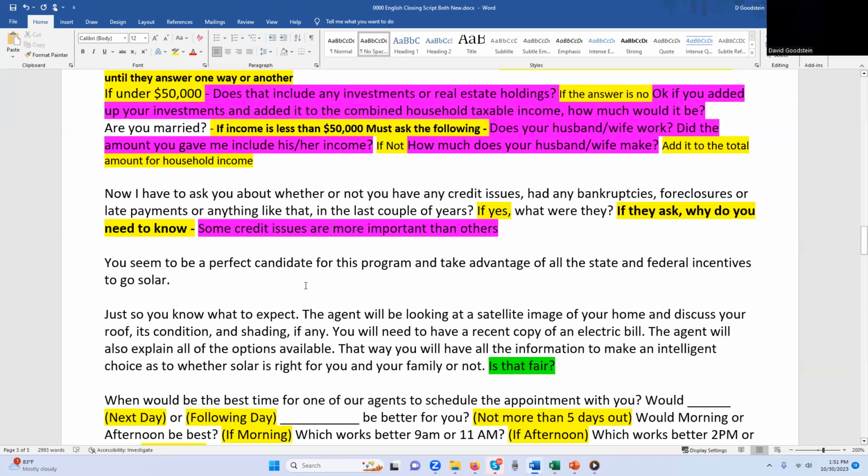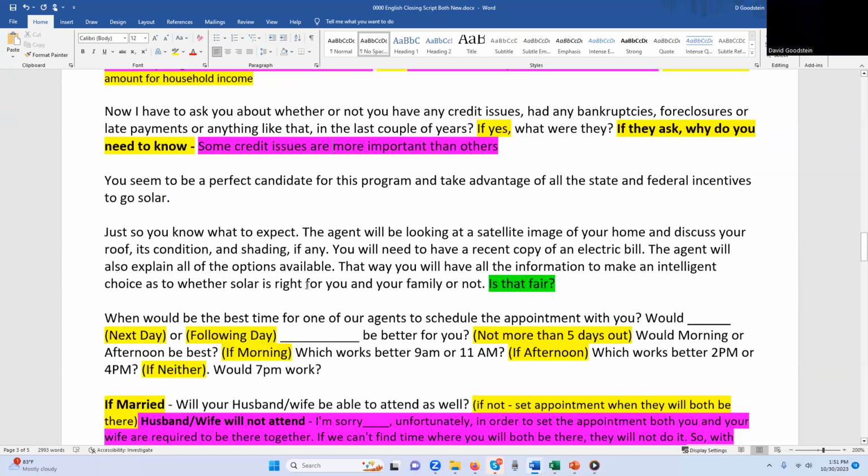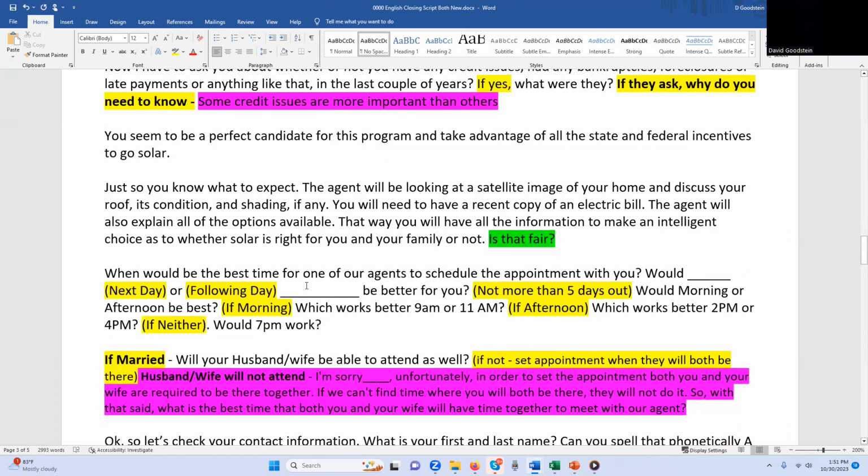You seem to be the perfect candidate for this program and take advantage of all the state and federal incentives to go solar. Just so you know what to expect, the agent will be looking at a satellite image of your home and discuss your roof, its condition, and shading if there are any. You're going to need to have a recent copy of an electric bill. The agent will also explain all the options available to you. That way, you're going to have all the information to make an intelligent choice as to whether solar is right for you and your family or not. Is that fair?